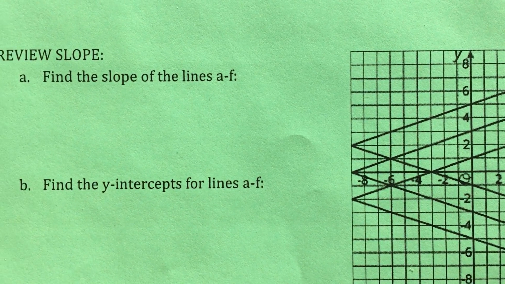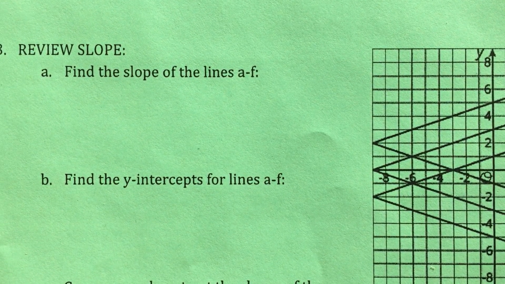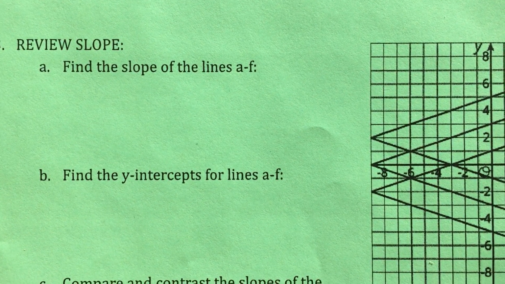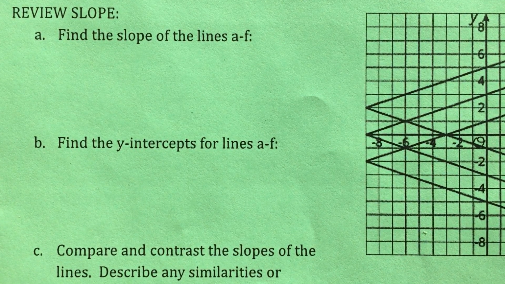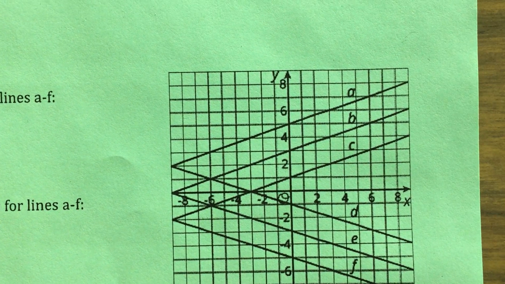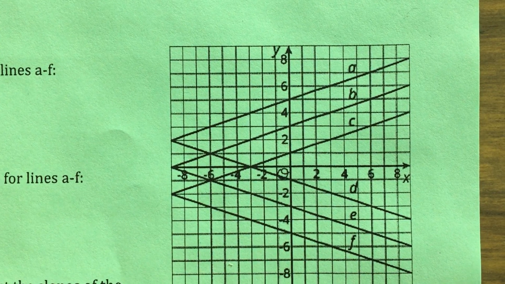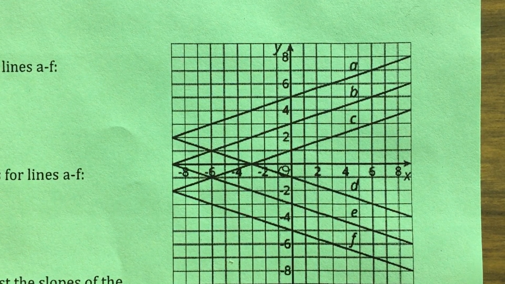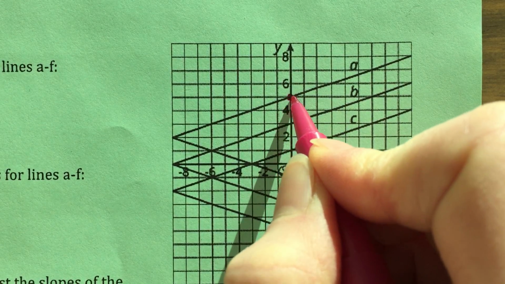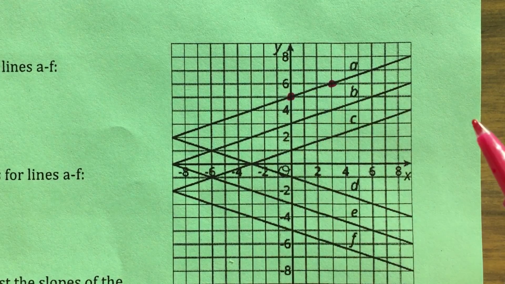Little review for number 3, review of slope. We want to find the slope of every line, find the y-intercept of every line, and compare and contrast the slopes. So let's just do line A as an example. Find 2 points that you can see clearly intersect the grid. So here's a point, and here's another one.